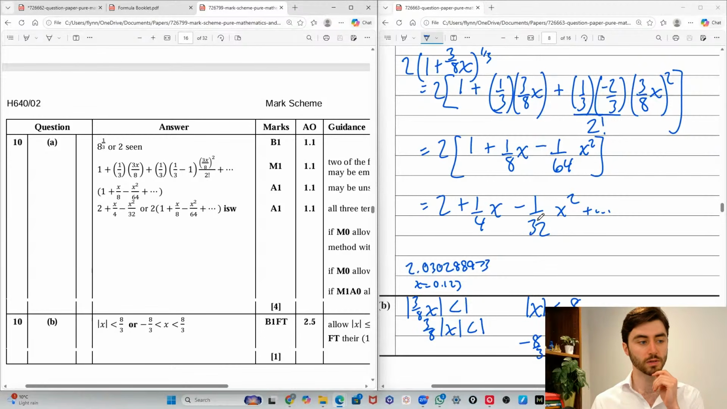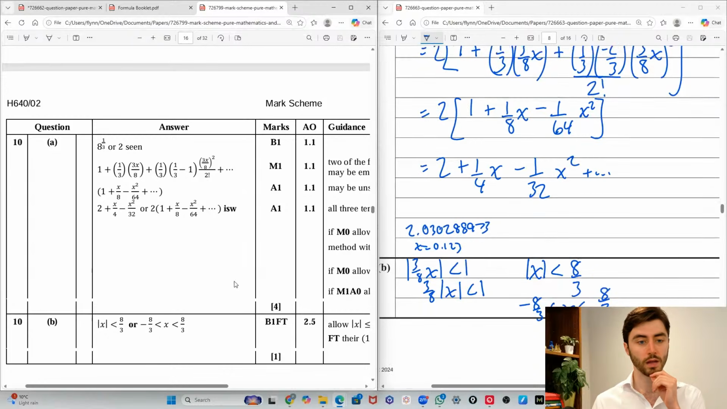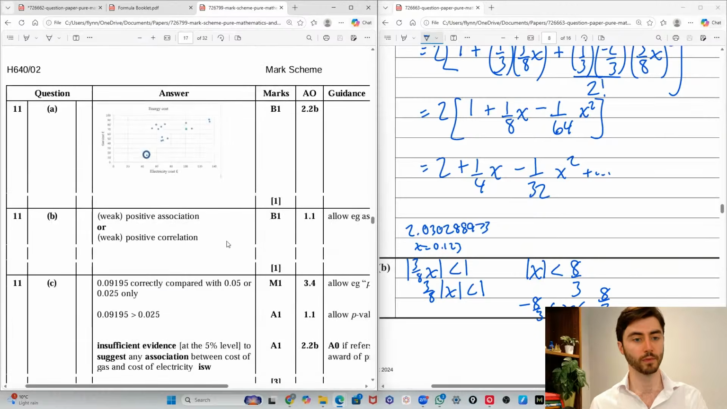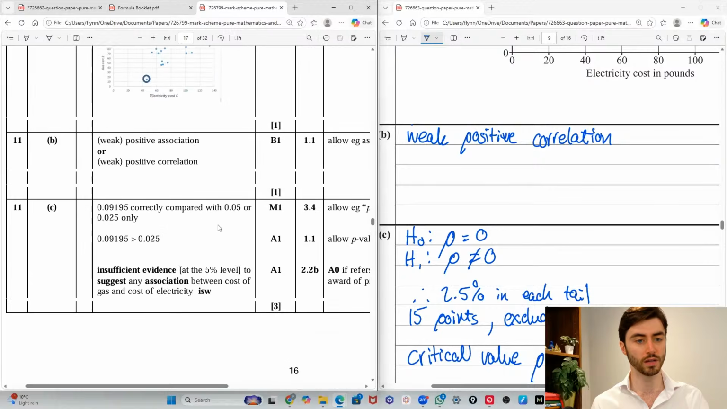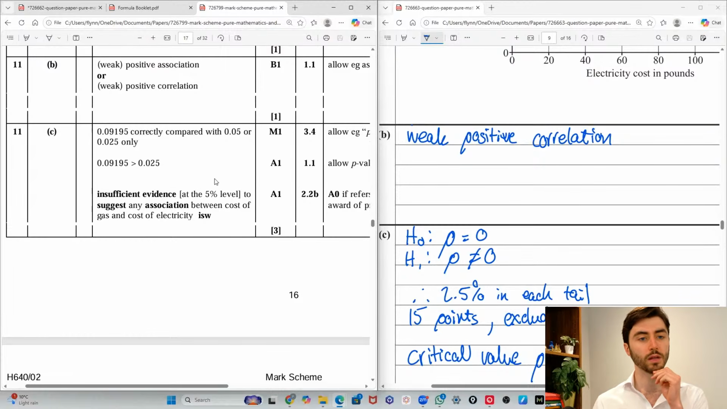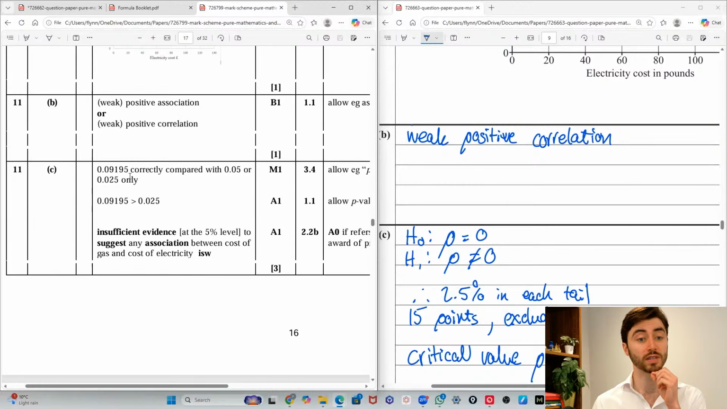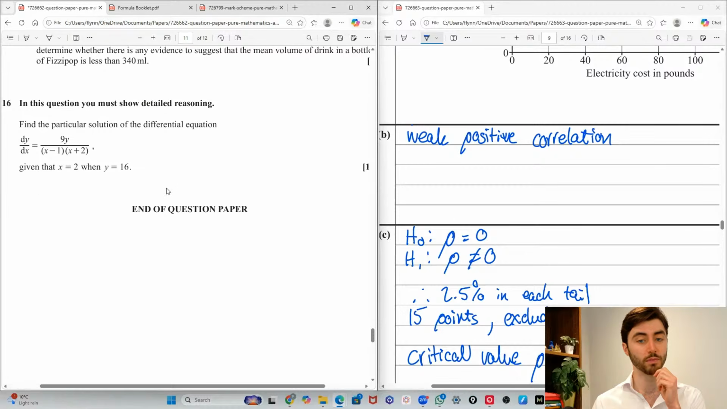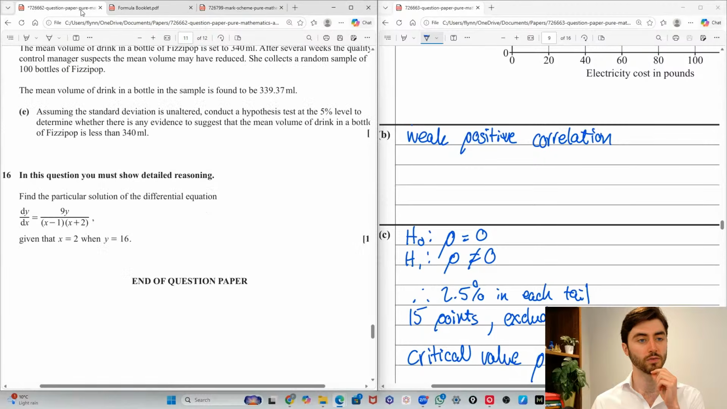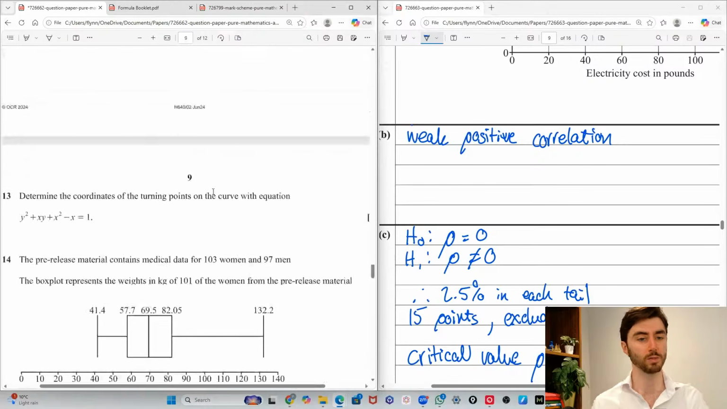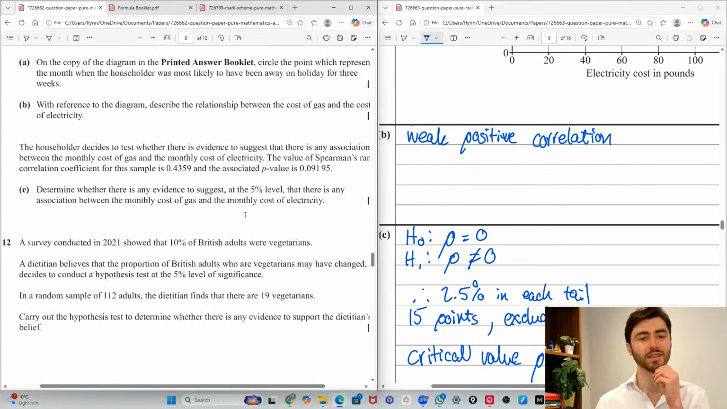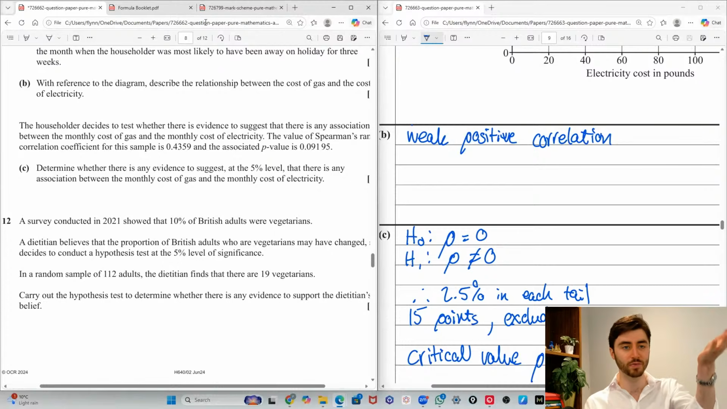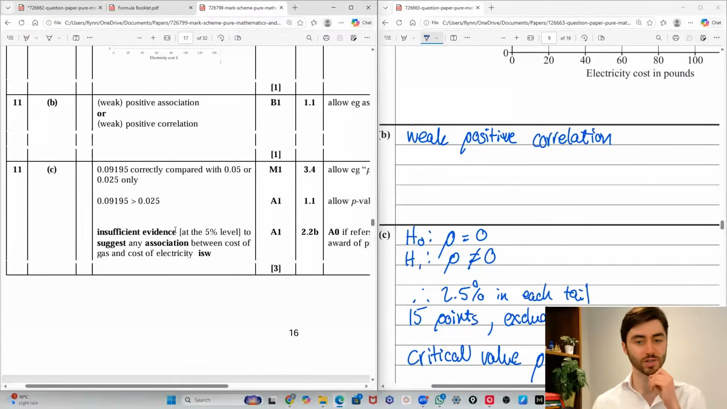Quarter x squared minus 1 over 32. Yep. And yep. So I've selected the outlier correctly. Weak, positive, good. Oh, so it really was just that. Oh, I massively overcomplicated that. For 11C, the p-value was just the probability. Of course, that was so stupid. I should have just compared that. I didn't think it would be that easy. But yeah, that's bigger than 5%, so it's not significant. Insufficient evidence.